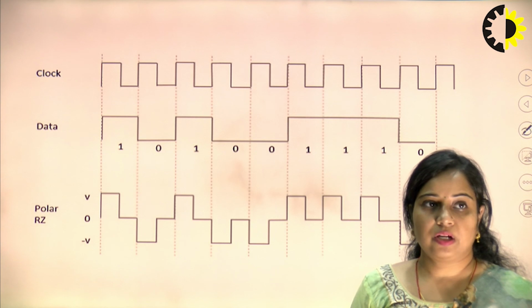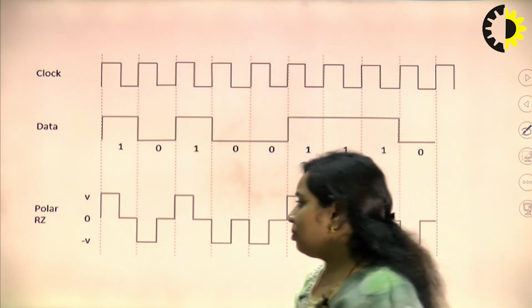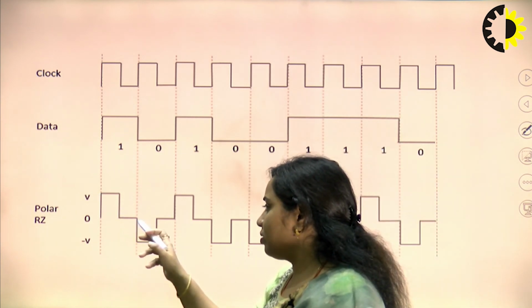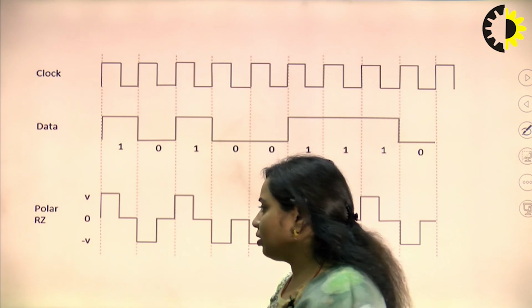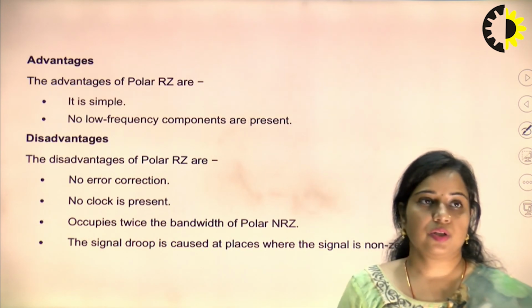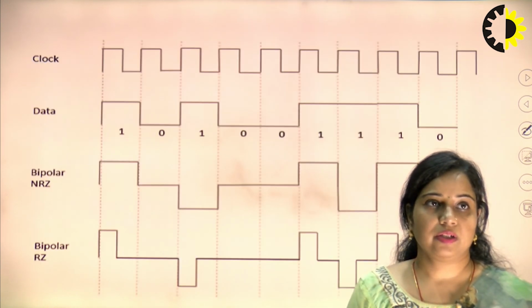Next one is polar RZ. This is the same case, like you can see that this is plus V, 0 and this is minus V, 0 for the half bit duration. So, these are the advantages of polar RZ.